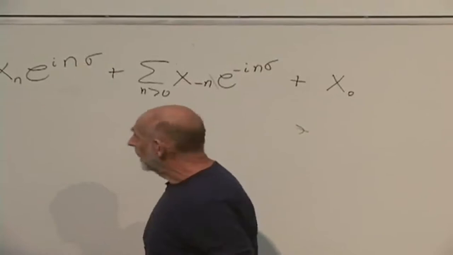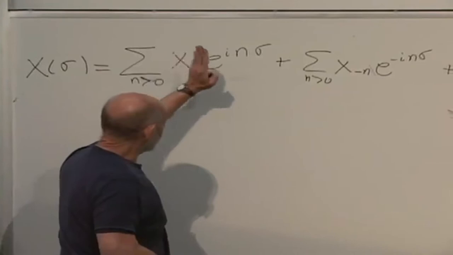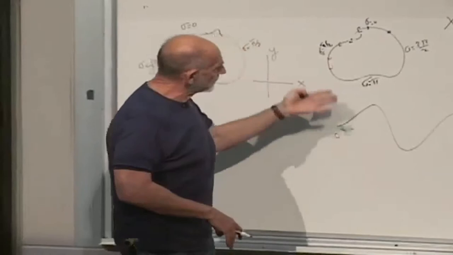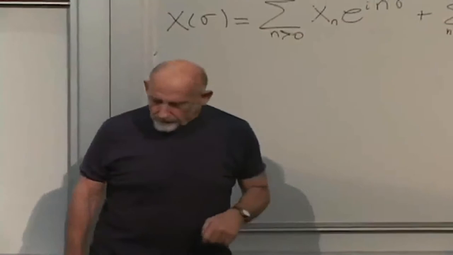Same thing for y. Exactly the same thing for y. I think I will not write it. But y of sigma is equal to the same kind of sum, y sub n e to the i n sigma, y of minus n e to the minus i n sigma. So you can have waves which correspond to fluctuations along the x-axis, waves which correspond to fluctuations along the y-axis. They go around the string, and this is the general form. What do you do with this?